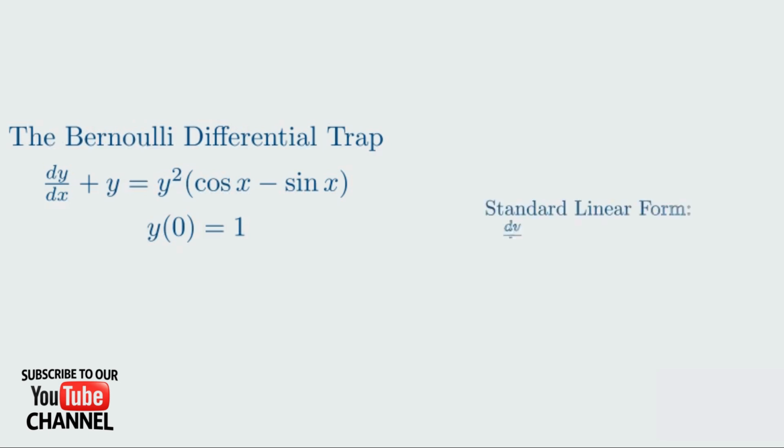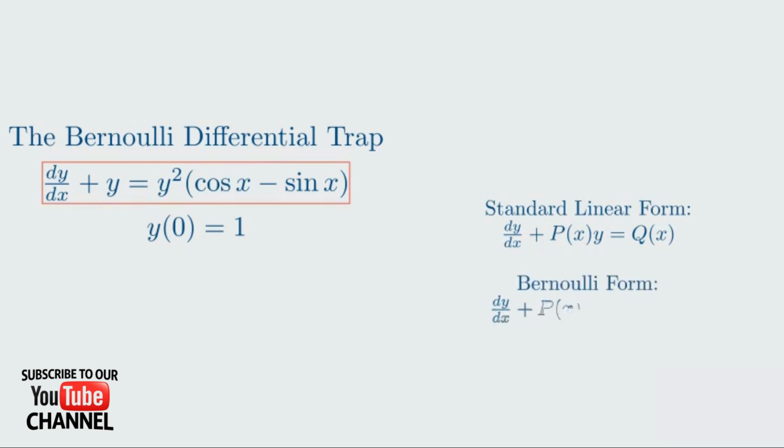At first glance, this looks almost like a standard first-order linear differential equation. However, the y squared term on the right side prevents us from solving it that way. This specific format, where we have a function of x times a power of y on the right side, is known as a Bernoulli differential equation. To solve it, we need to use a special substitution to transform it into a linear equation that we already know how to solve.